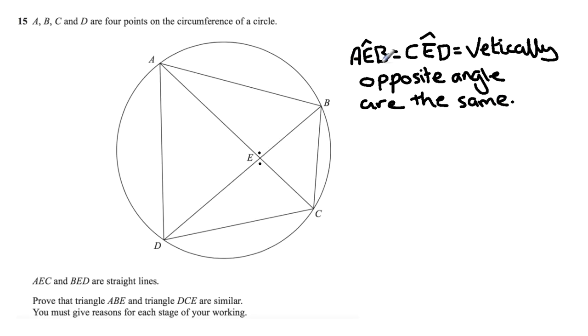So AEB equals CED, vertically opposite angles are the same. According to our circle theorems, angles in the same segment are equal. Therefore, BAE equals CDE, and also ABE equals ECD. So let me just write that down.